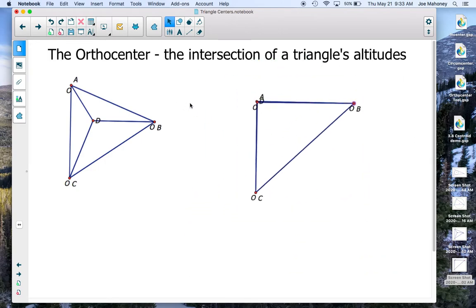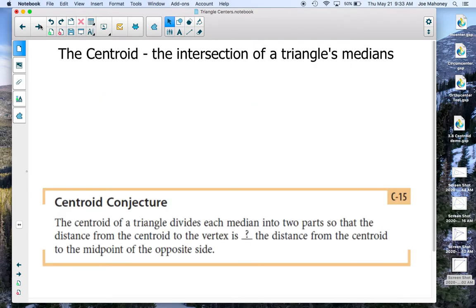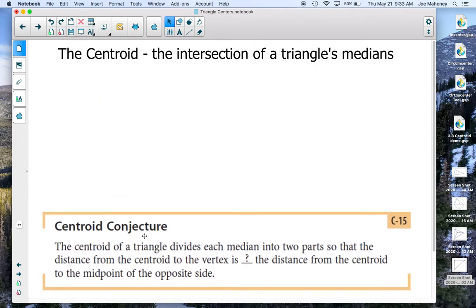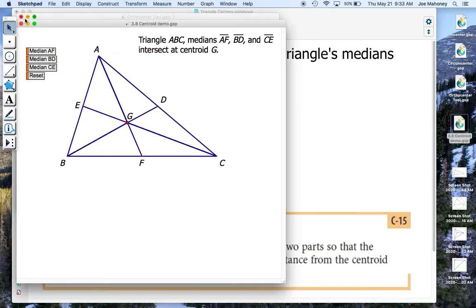The last thing we'll talk about, though, is my favorite. It's called the centroid. And the centroid is the intersection of the medians. So let me open up my centroid demo for a second. Check out what I got here. What you see is triangle ABC, and I drew in my 3 medians. Remember, a median goes from the vertex of a triangle, so from vertex A down to the midpoint of the other side. So F is the midpoint of BC.